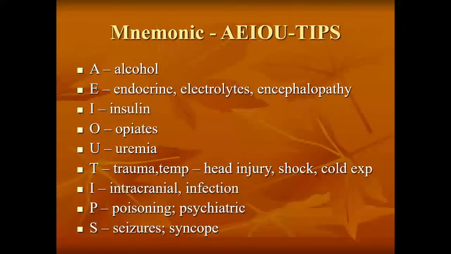So this AEIOU TIPS, it's alcohol, endocrine, electrolytes, encephalopathy, kind of just a general term, a lot of things fit in that bag. I, insulin, O, opiates, U, uremia, and then T can be trauma, temperature, things like that. I think about head injuries, blood loss, shock, cold exposure. A lot of that will be obvious on scene. I, anything intracranial, when we were talking about masses, abscesses, meningitis. P, poisoning, psychiatric illness. And then S, seizures, and then even syncope.